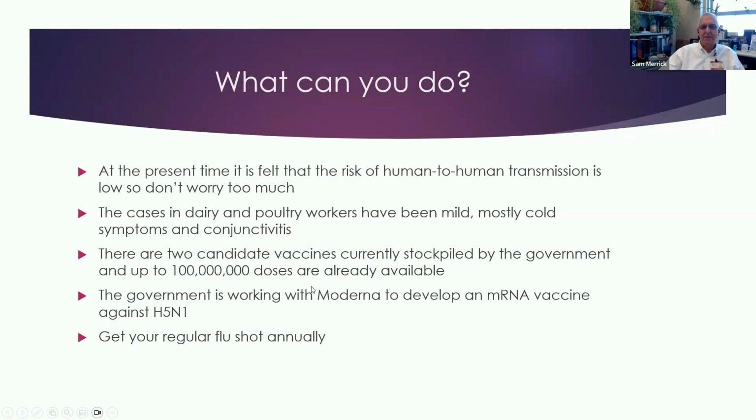There are 2 candidate vaccines for H5N1 that are being stockpiled by the government. There's about 100 million doses that are in storage and are ready to roll out. Should there be any evidence of human-to-human transmission, they're working with Moderna, one of the companies that produced the COVID vaccine, to develop an mRNA vaccine for H5N1. And of course, you can get your regular flu shot, which probably isn't going to offer a huge amount of protection for this, but will prevent you from being sick with both certainly at the same time.